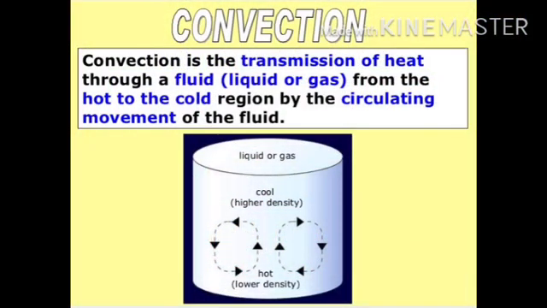Convection is the transmission of heat through a fluid, like liquid or gas, from the hot to the cold region by the circulatory movement of the fluid. When liquids and gases are heated, the heat is carried from one part to another by the actual movement of hot particles. This movement of particles due to the temperature difference between parts of the same substance is called convection.